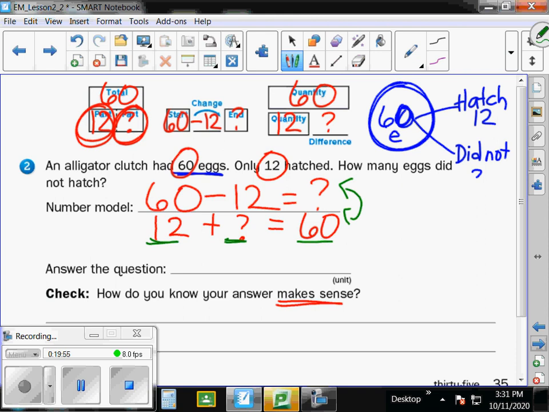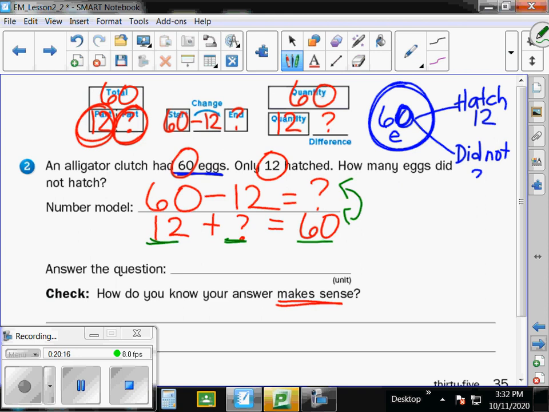Okay? So you either need to start with 12 and figure out how many more you need to add to get to 60, or start with 60 and subtract 12. Okay, so that's what you're going to have to do. If you didn't do that already, pause the video. I want to see if you can solve this problem on your own.